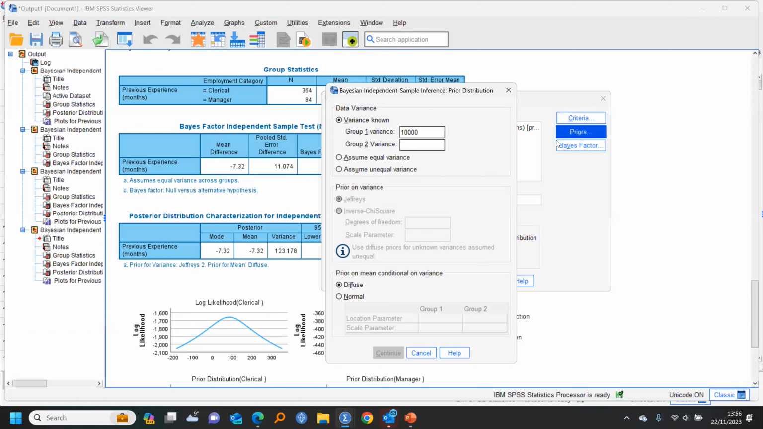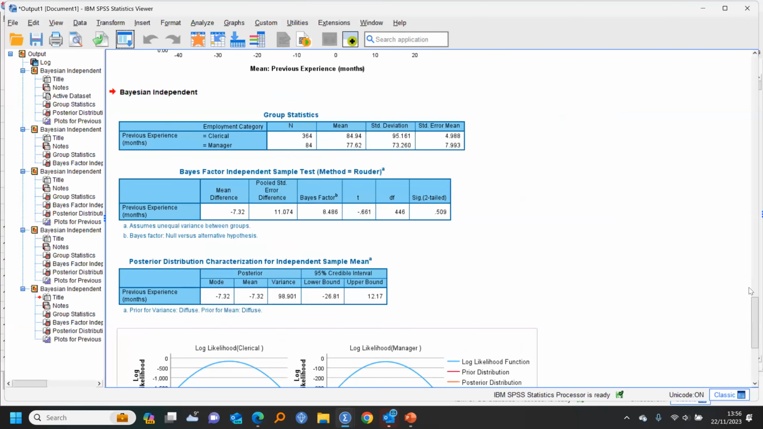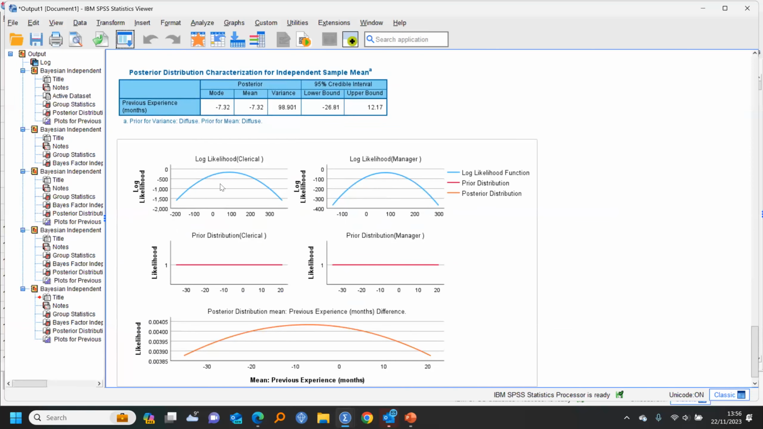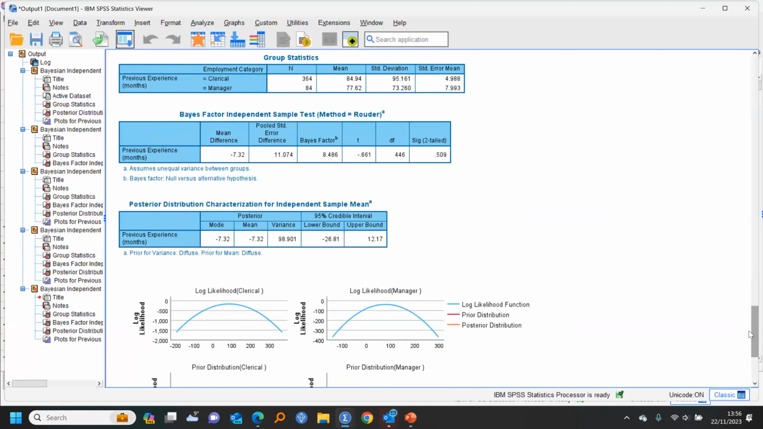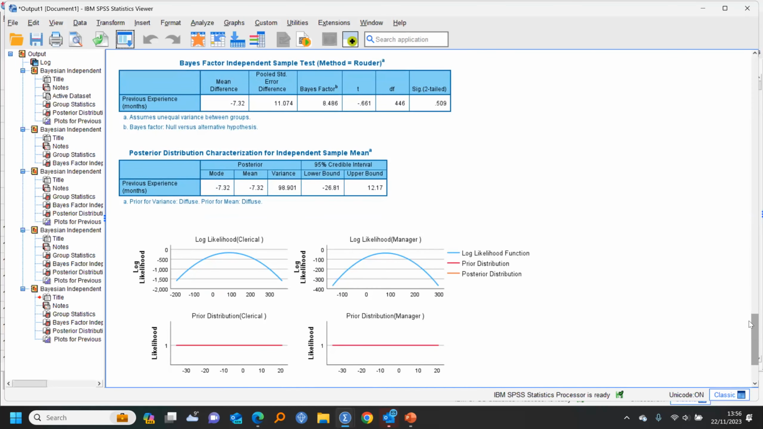So I'm going to put in 10,000 for group 1, and then slightly less variance for group 2, 6,000. I'm just playing around with that, squaring the standard deviation for these two groups. Does that make a difference? Well, what you notice is that these charts change, because now I'm telling it what the variance is rather than it estimating it from the data. I'm literally saying, never mind these standard deviations here, I'm going to tell you what the variance is for these groups. Does that change things? Well, it's still minus 26 to 12. So no. And what's the Bayes factor? Amazingly enough, it doesn't change it.